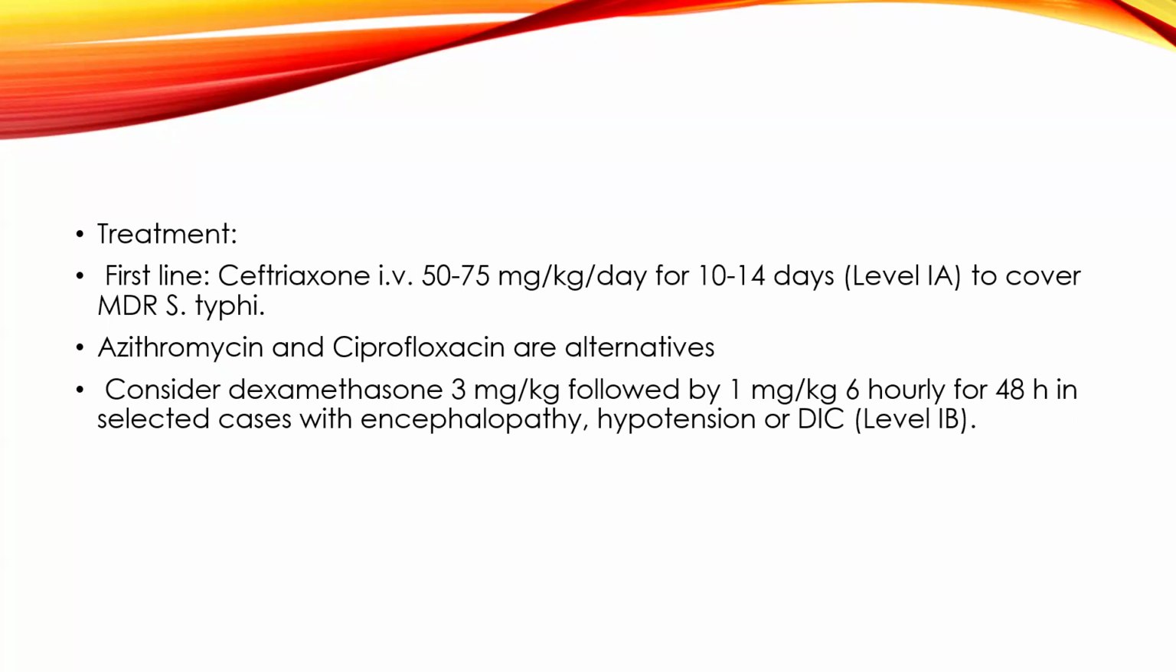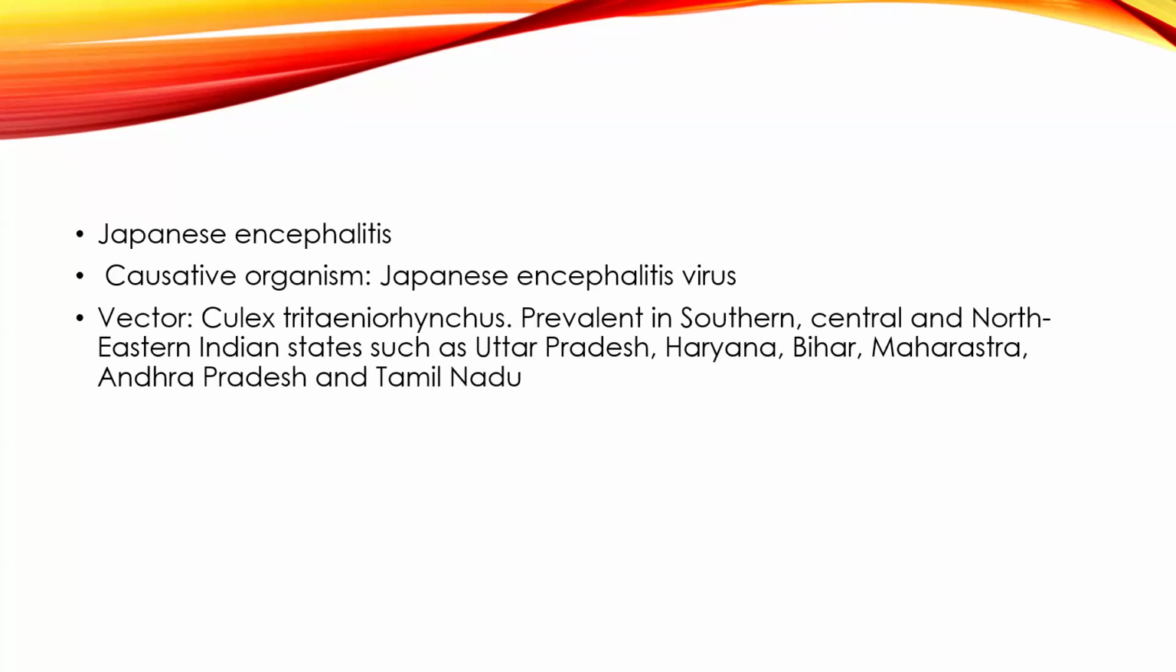First-line treatment for typhoid is ceftriaxone 50 to 75 mg per kg per day for 10 to 14 days to cover Salmonella typhi. Azithromycin and ciprofloxacin are alternatives. Consider dexamethasone 3 mg per kg followed by 1 mg per kg every 6 hours for 48 hours in selected cases with encephalopathy, hypotension, or DIC. Then the next is Japanese encephalitis.